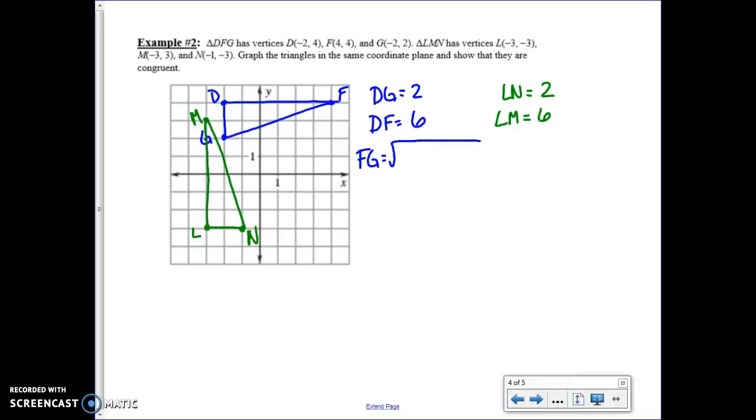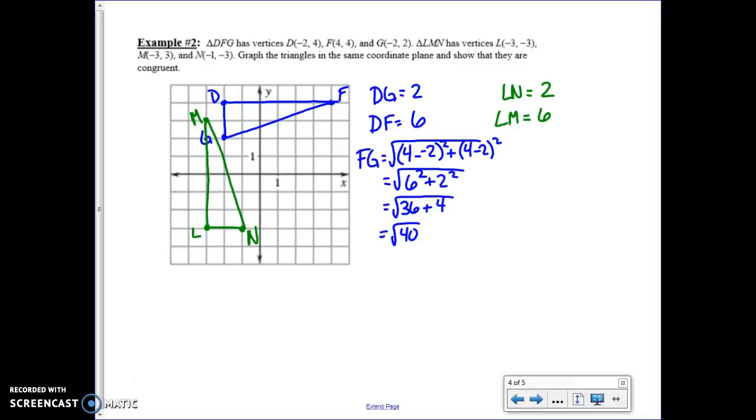Big square root. My x values for F are 4, and for G are -2. So 4 minus a -2, I'm going to square it. And then for the y values, I have 4 minus 2 and square it. So 4 minus a -2 is 6, and 4 minus 2 is 2. So then I have 6 squared is 36, and 2 squared is 4. So I get the square root of 40. And yeah, we can reduce that, but again, we're just checking to see if these are the same.